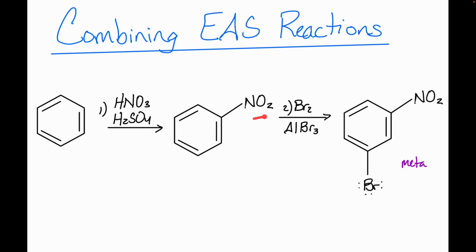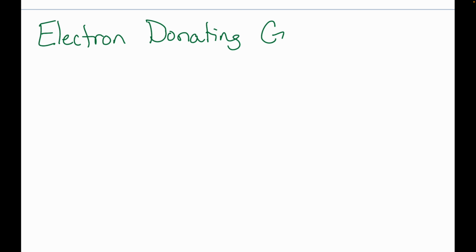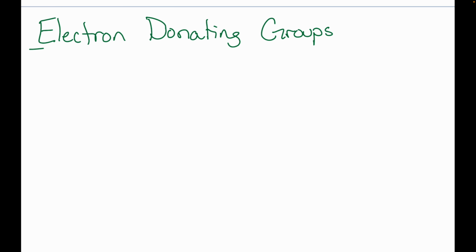All right, so how do I know that a nitro group is an electron withdrawing group? Let's make a little bit of a master list here. We're going to start with our electron donating groups, and we're going to throw these into buckets. I'll talk a little bit more about why we make this delineation, but for right now, you're just going to trust me.